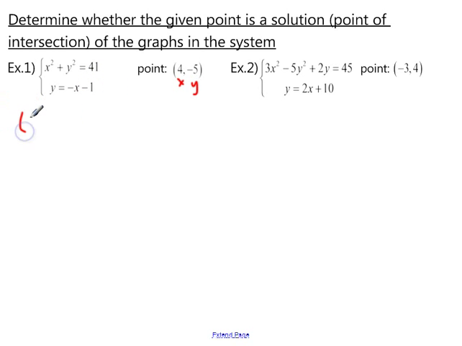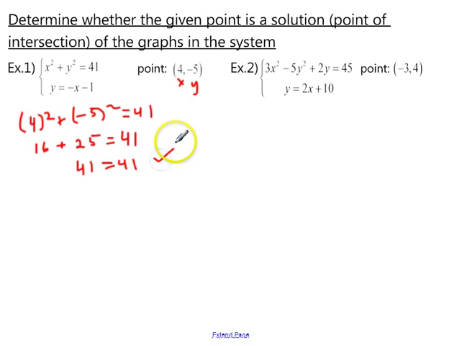So for the first one, we have 4 squared plus negative 5 squared equals 41. So 4 squared is 16, and negative 5 squared is positive 25. And this should equal 41. 16 plus 25 is 41. So it works for this one.